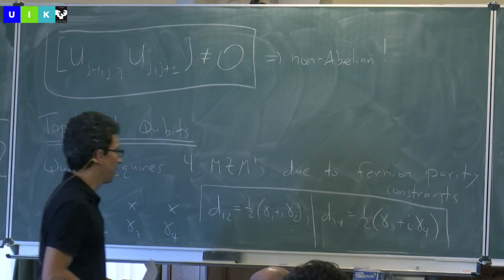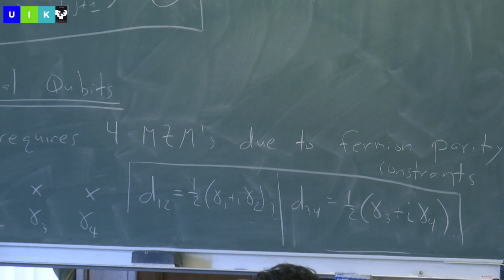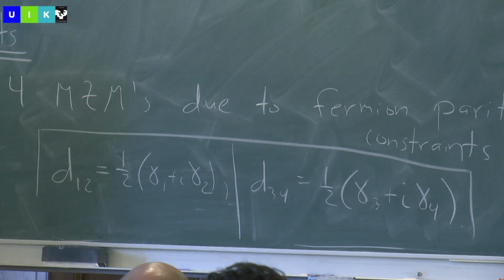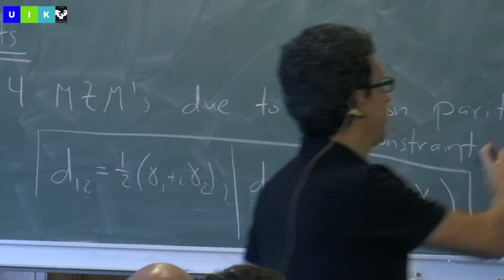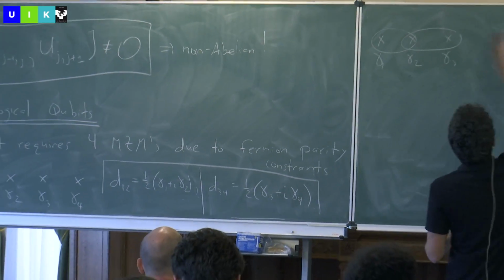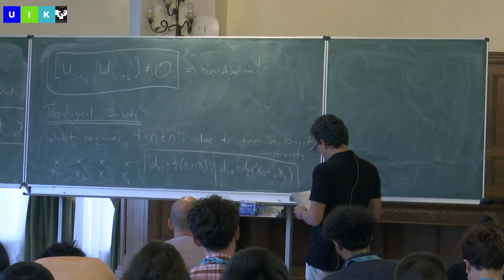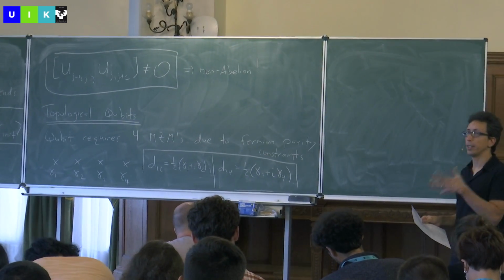Okay. All right, so I'm going to define two fermion operators, which I'll call d12 and d34, that just superpose this pair and this pair. So we can catalog the states that we have available to us in terms of those occupation numbers, and I'll divide them into even parity states and odd parity states.